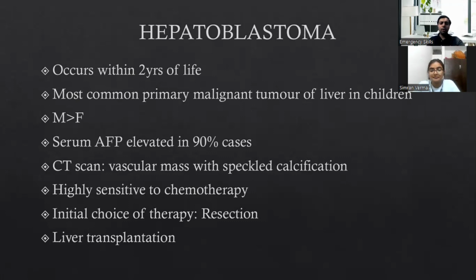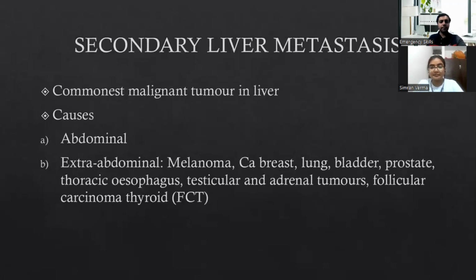Hemangioma, we have also seen, is a congenital condition, but it is benign. In this case, it is malignant, and it is highly sensitive to chemotherapy. Here also, resection is the initial choice. Liver transplantation is for everything, for every malignant condition, but it is very expensive. So you can do a resection or anything, and ethanol injection you can provide.